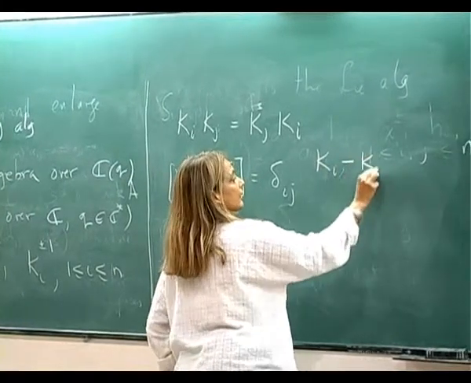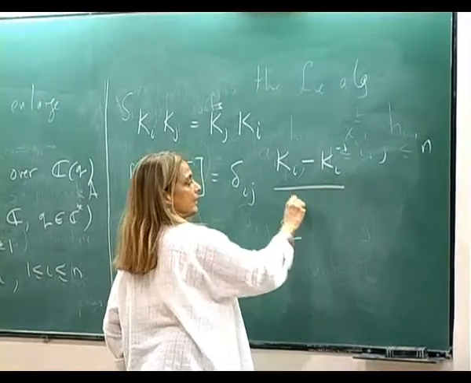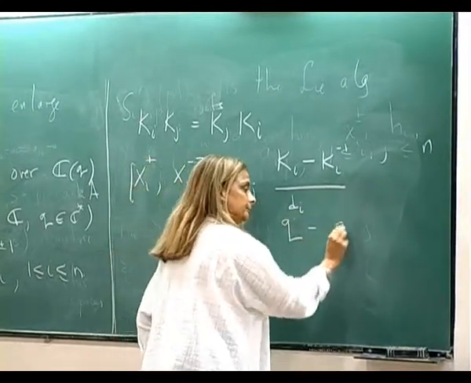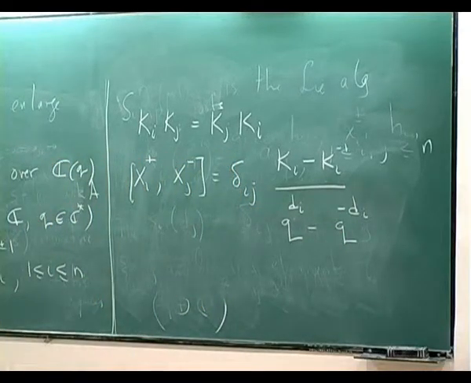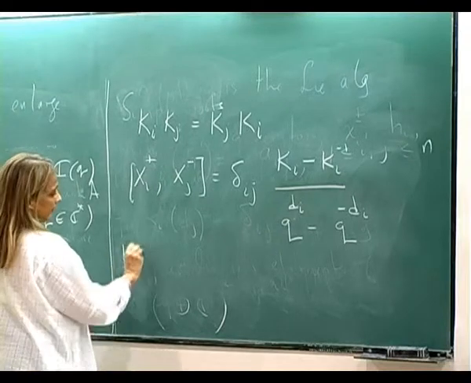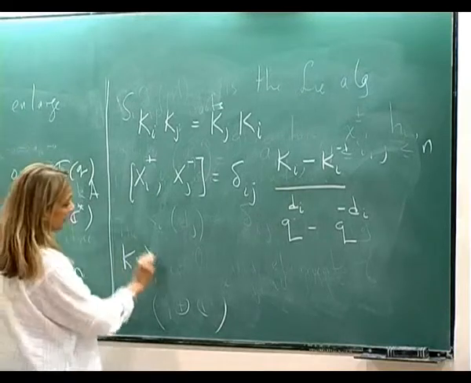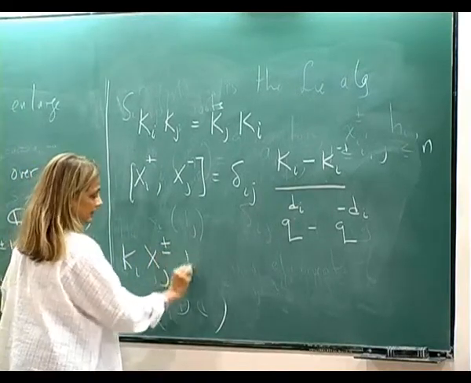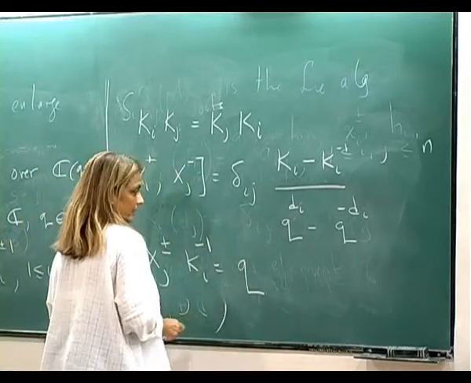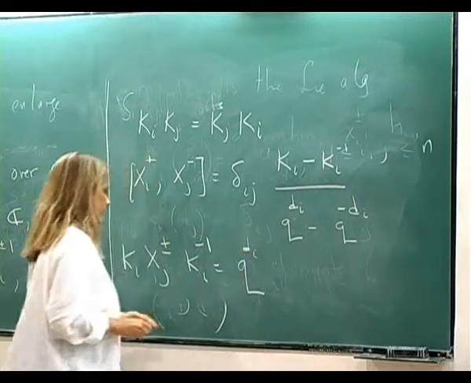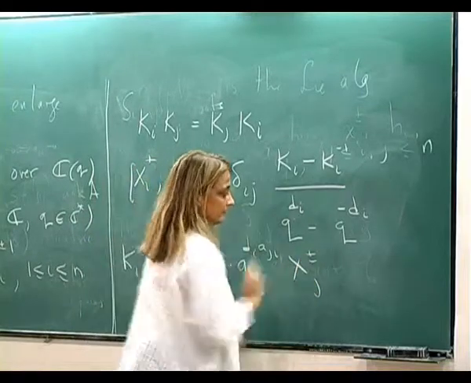K_i minus K_i inverse, over q to the d_i minus q to the minus d_i. Remember that these d_i's were what made your Cartan matrix symmetric. Then there was a relation between h's and x's. Now that relation becomes a relation between K_i and x's, and that's q to the d_i a_ji, x_j plus or minus.